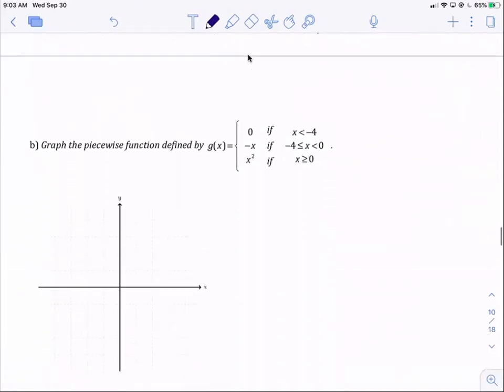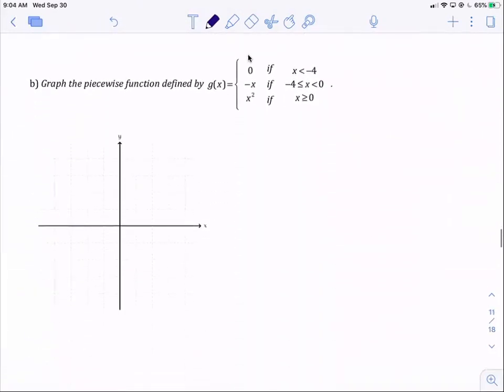All right, looking at B. Now we have 3 parts. So looking at the first one, we have g of x equals 0 if x is less than -4. Okay, we always start off with that -4, and then we're going to pick numbers that make it true. So a number that's less than -4, that would be -5 and -6. No matter what we plug in, we're going to get 0.